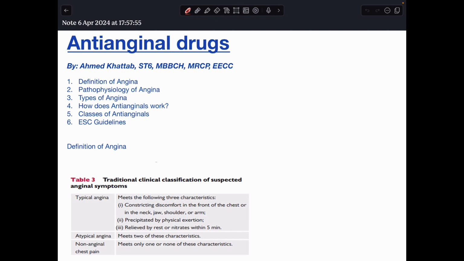The first section that we're going to cover is the definition of angina. Number 2 is the pathophysiology of angina. 3 is the types of angina. And 4, how do the anti-anginals work? 5 are the classes of anti-anginals, and 6 is the ESC guidelines. So let's start with the definition of angina.